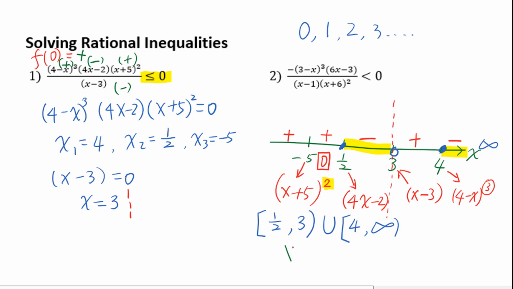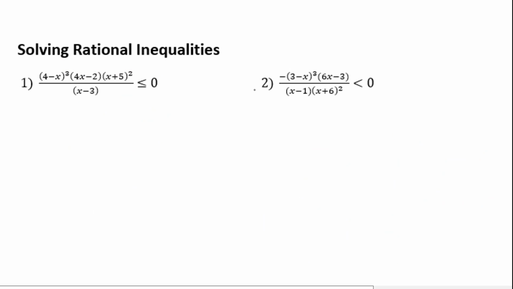In inequality way, that would be x greater than or equal to 1/2 and less than 3, or x greater than or equal to 4. Let's go to number 2. We can find the roots: x1 equals 3, x2 equals 1/2. And also we can find the vertical asymptote line, x3 equals 1. Draw this vertical asymptote line.